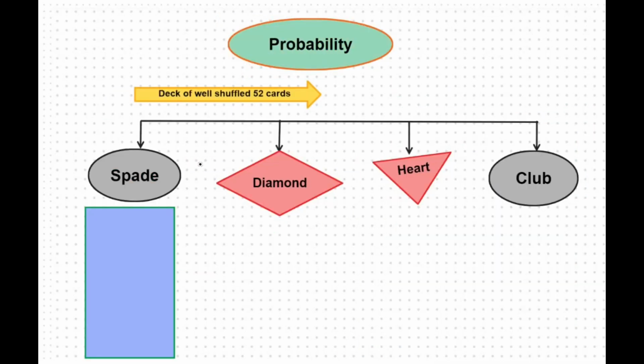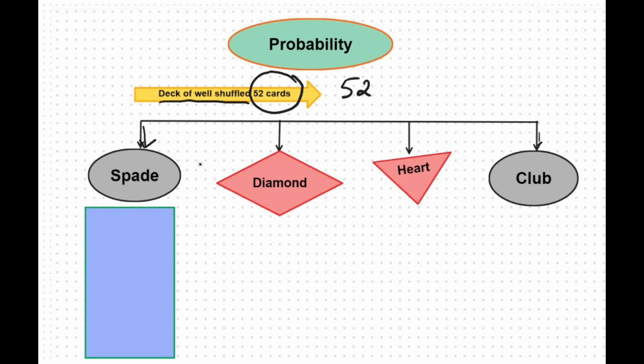Now consider the case of a well-shuffled deck of playing cards. A well-shuffled deck of playing cards consists of 52 cards. The 52 cards will be of 4 kinds of 2 different colors. To make understanding and remembering easy, I kept the black colored cards towards the end. The black colored cards are the spade and club, and in the center I kept the red colored cards.